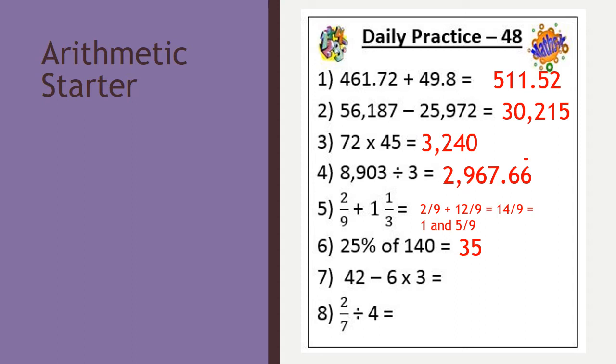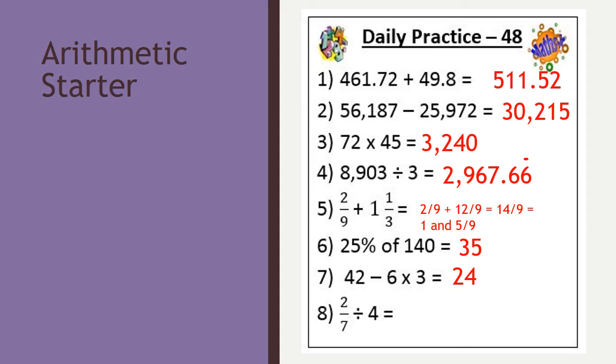42 minus 6 times 3. If you said 42 minus 6 first and then multiplied your answer by 3, you're incorrect, I'm afraid. We have to remember the order of operations. So 6 times 3 is actually 18, and then 42 minus 18 is 24.